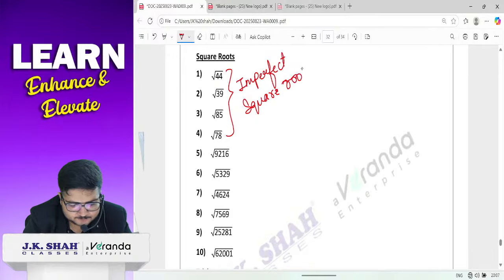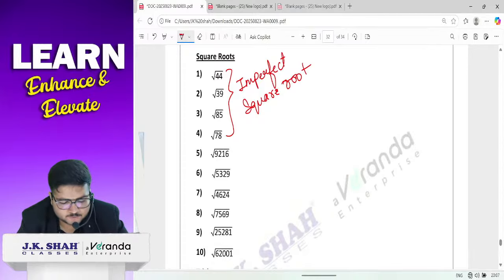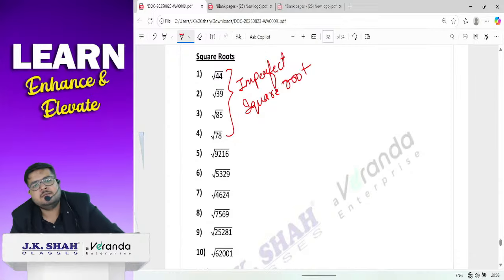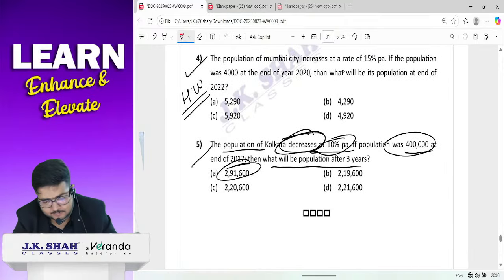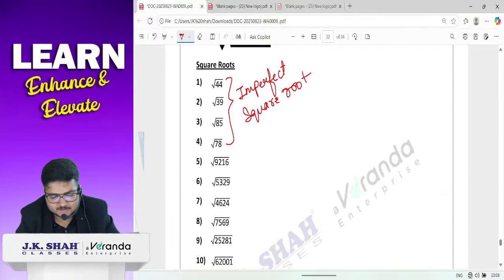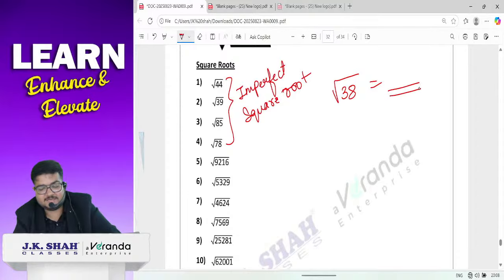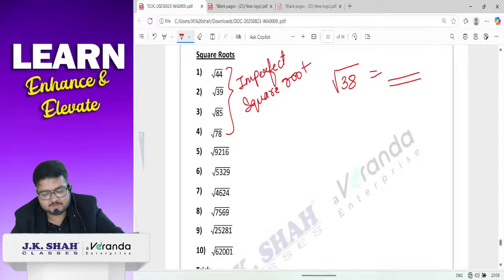I have taught you how to calculate root 44, root 39. In fact, any 2 digit or 3 digit number which is an imperfect square, uska I have taught you how to calculate imperfect square root. You can calculate root 38 ka answer, which is in decimal, in your mind under 30 seconds. I will right now remind you all the tricks, right? This was the first thing that we learnt.